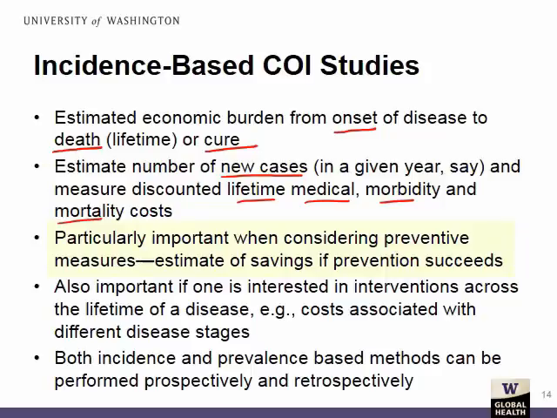Incidence-based cost of illness is particularly important when considering preventive measures. So you want to estimate the savings that you would achieve by preventing the disease. It's also important if you're considering interventions that happen across the lifetime of the disease. So interventions for multiple stages of a disease. And maybe as a last point, both the incidence and prevalence-based methods can be performed prospectively or retrospectively.